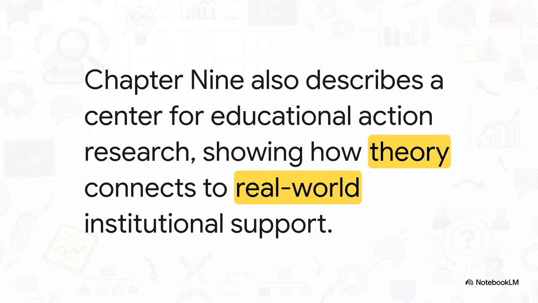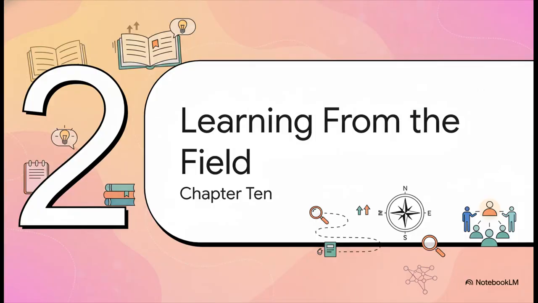One last thing from this chapter. It doesn't just give you the what and the where, but also the who. The text describes an educational action research center, which is a fantastic way of showing how you can find real-world communities and support to help put all these ideas into practice. So, with that map in hand, let's move on to Chapter 10.